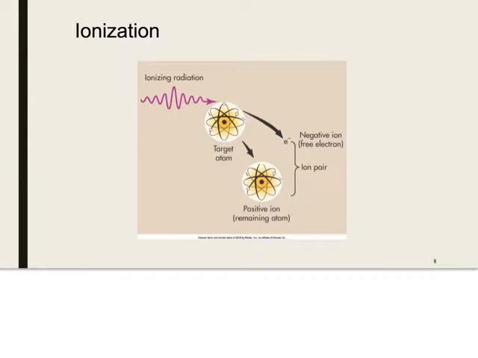Here is an example of that ionization process where an electromagnetic wave is influencing this atom and has knocked an electron free. Now we have an ion pair: an electron, which is negatively charged, and an atom which now has a positive charge of 1 because it lost 1 electron.